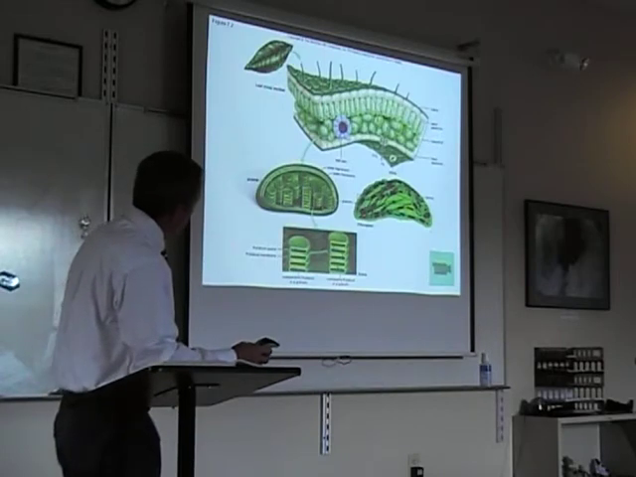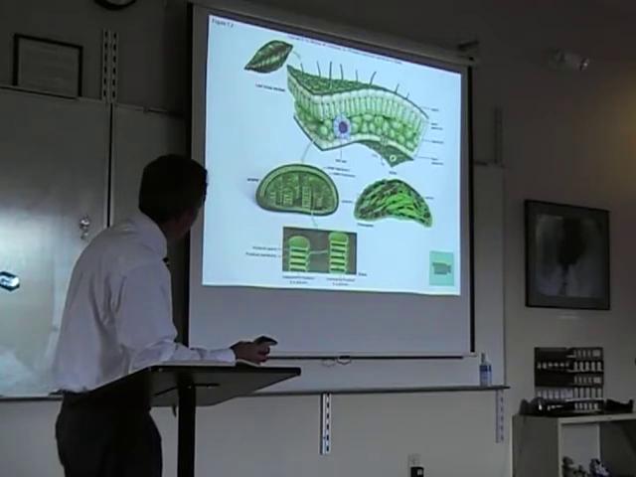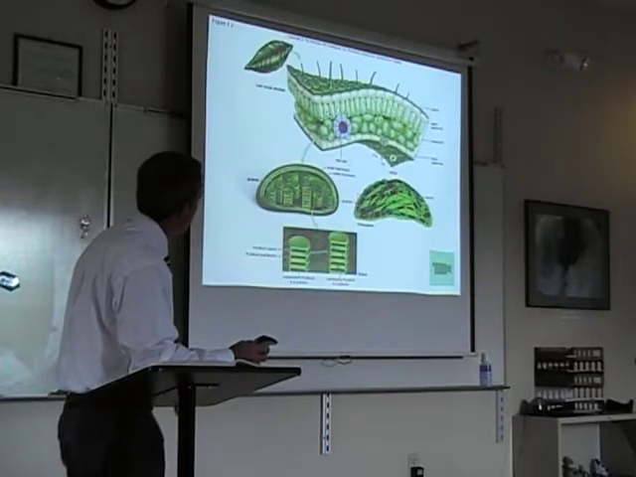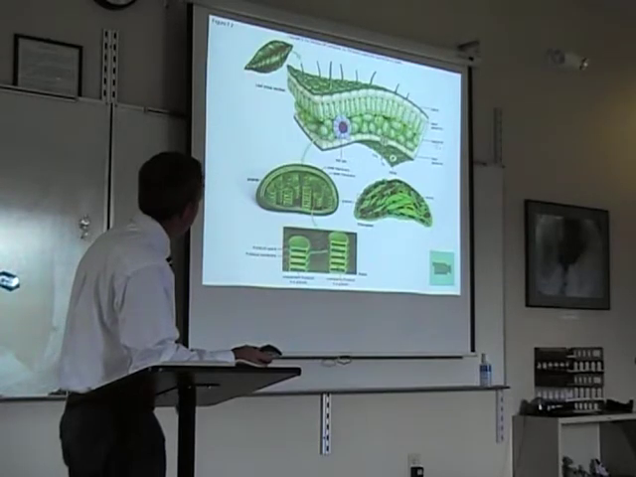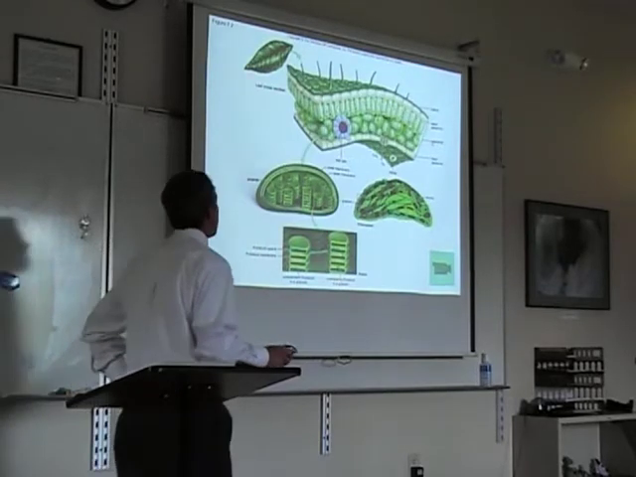So there are little spaces here so that the carbon dioxide that comes in can float around and get up to these cells. But these are the cells that actually do the photosynthesis. None of the other cells do. It's the mesophyll cells. So let's look up close.